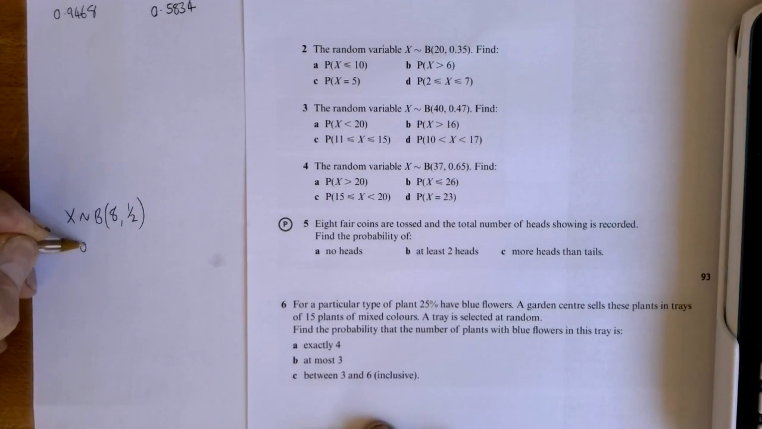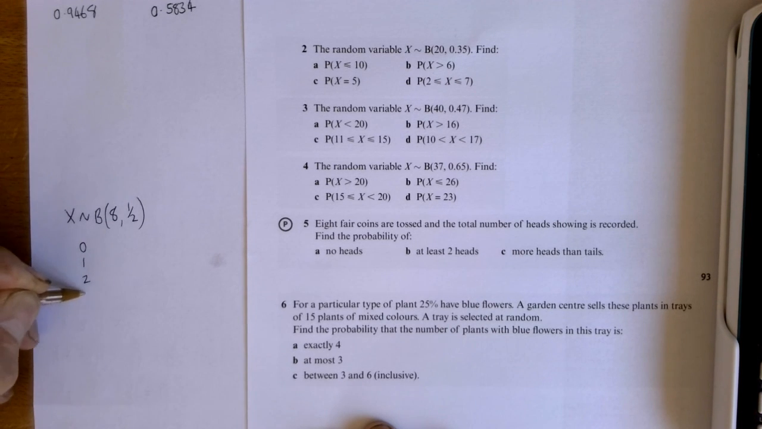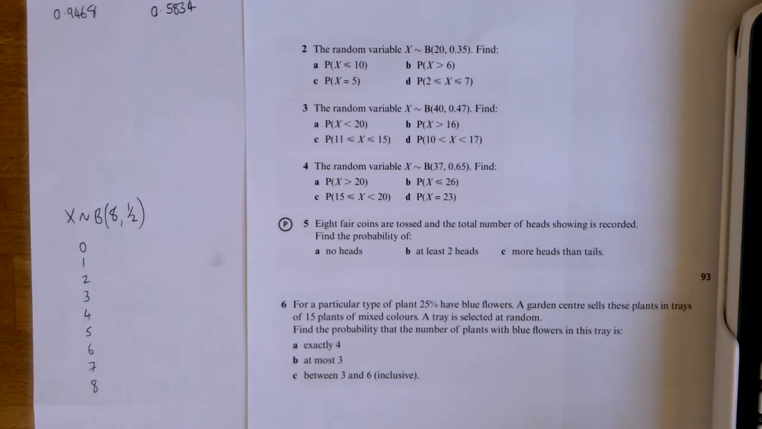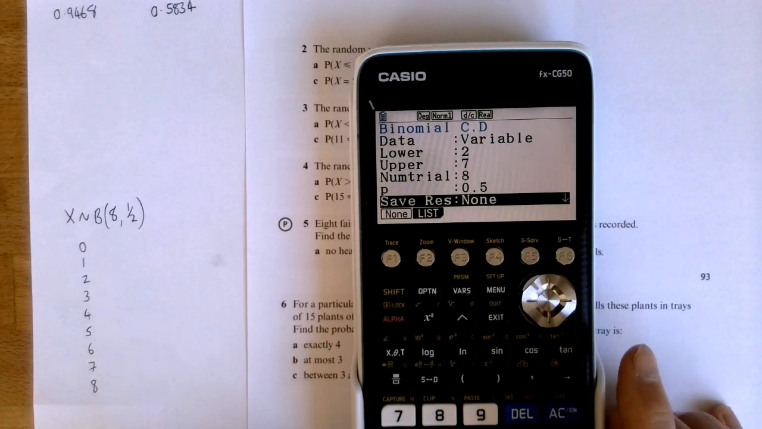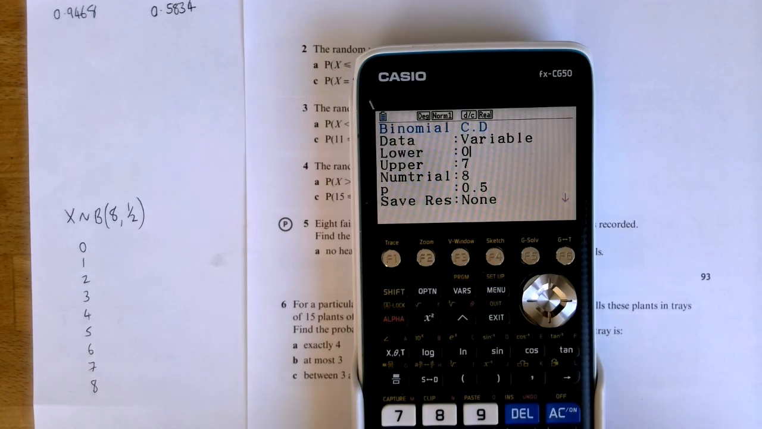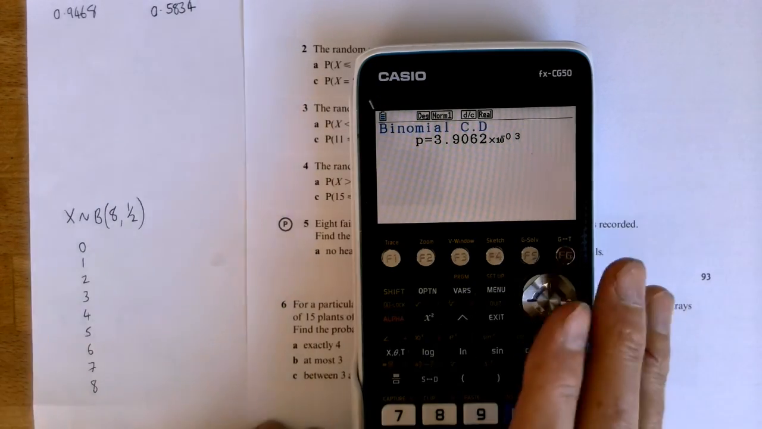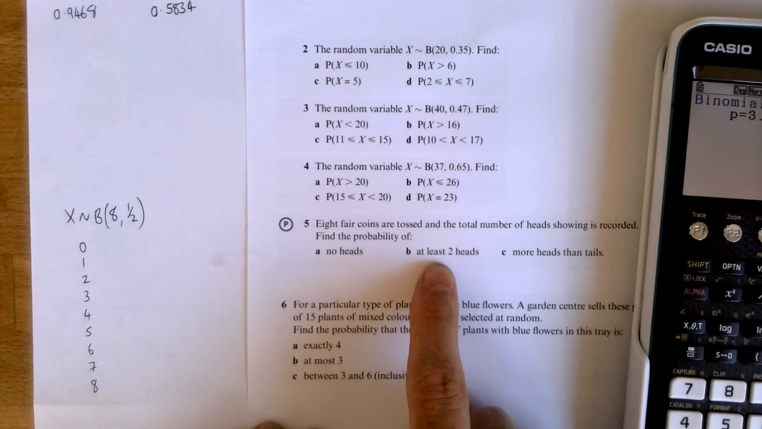Okay. So the probability of getting no heads. So this we've got 0, 1, 2, 3, 4, 5, 6, 7, 8. They're the possible number of heads, including 0. So no heads, that's just going to be a lower and upper of 0, 0 and 0. And that's a tiny, tiny probability, isn't it? So that's 0.0039.